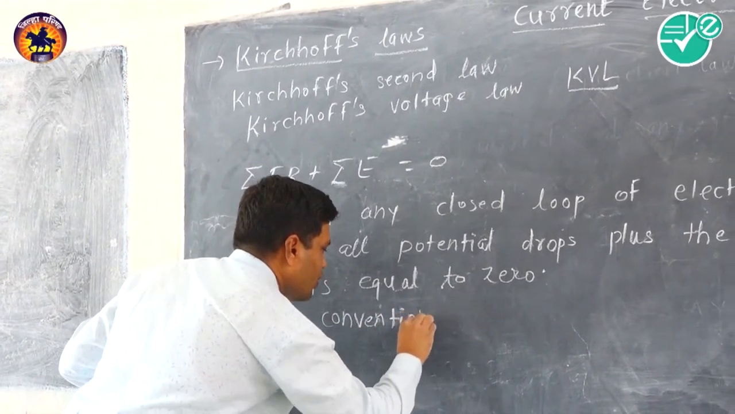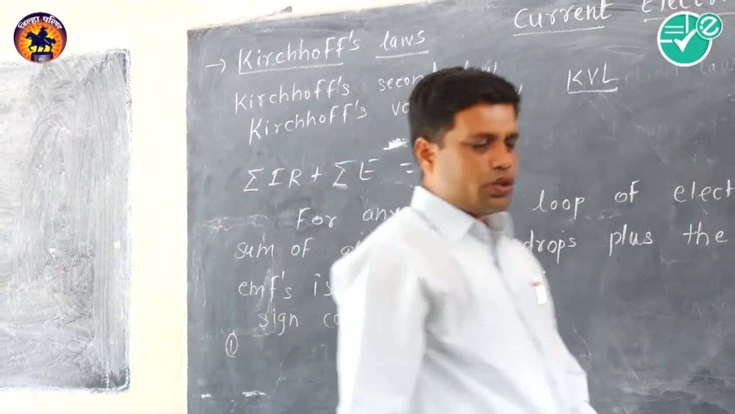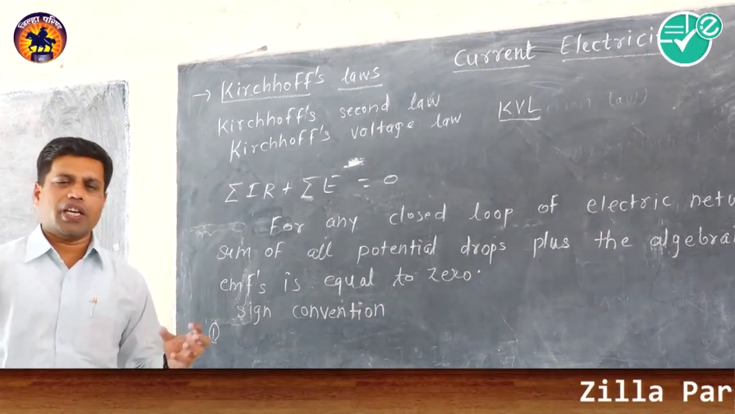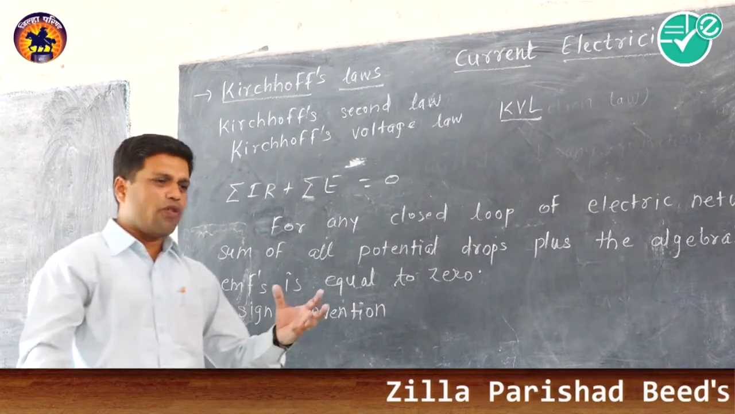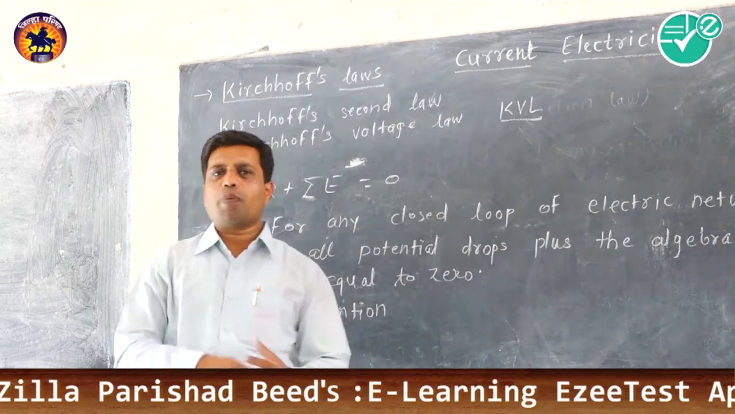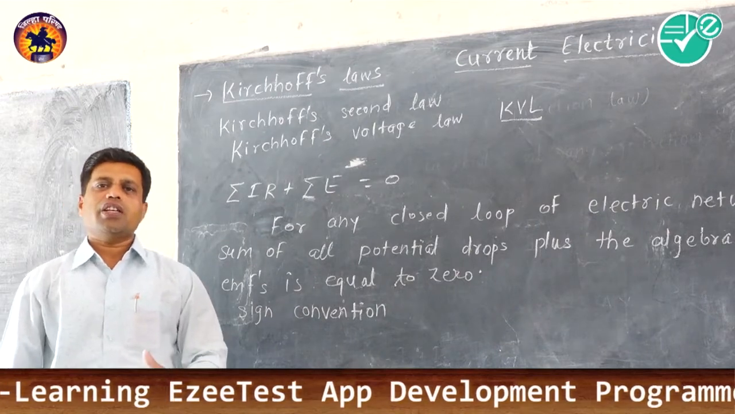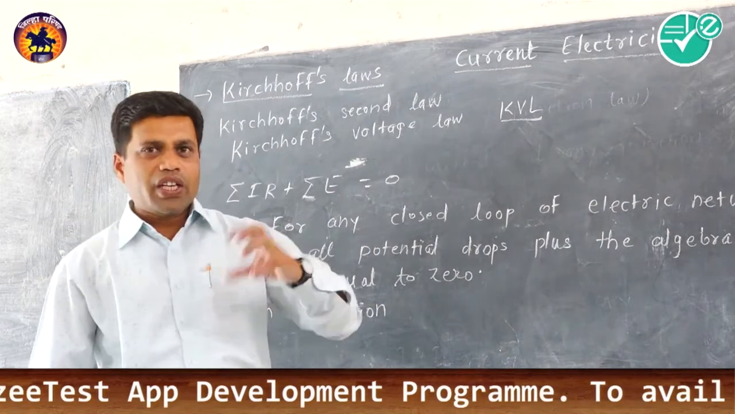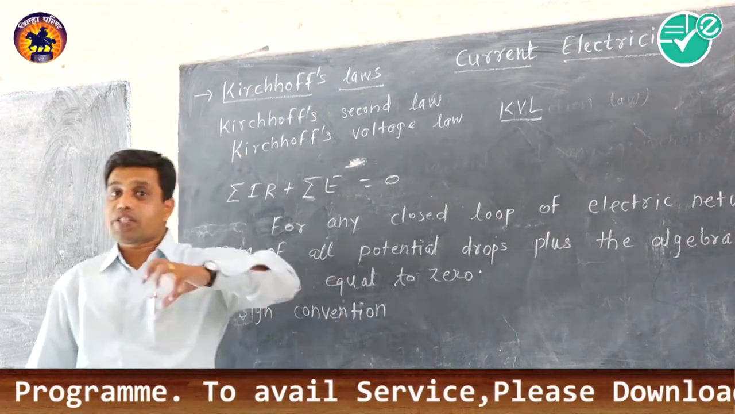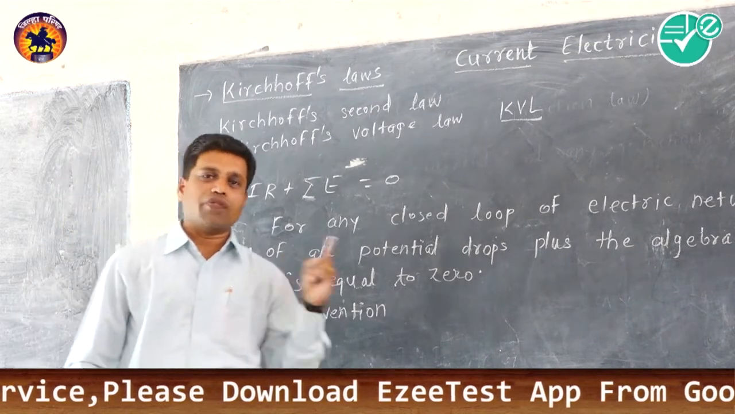What are those sign conventions? So the first sign convention is, suppose we are tracing a closed loop, and suppose we are moving in the loop in a clockwise direction, and if you observe the currents are also flowing in the clockwise direction, then in that case, if the direction of tracing of the loop and the direction of conventional current flow are the same for a given electric network, then that current you have to take as a negative current.